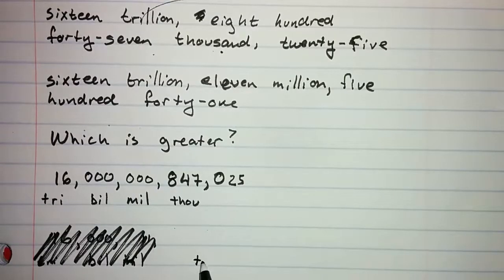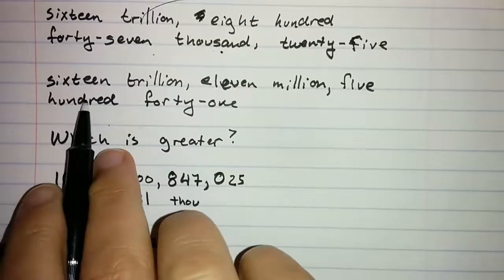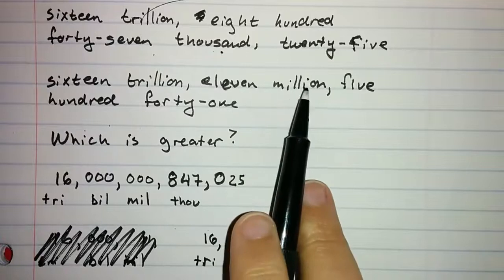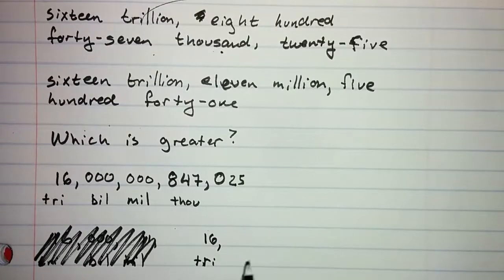So in the trillions group, I have 16 trillion. 11 million. I'm not to the millions group yet. Once again, what do I need in the billions group? I need some zeros. In the millions group, I want to write 11, but I need 3 digits in the millions group. So I'll need a 0 to get 11 million.